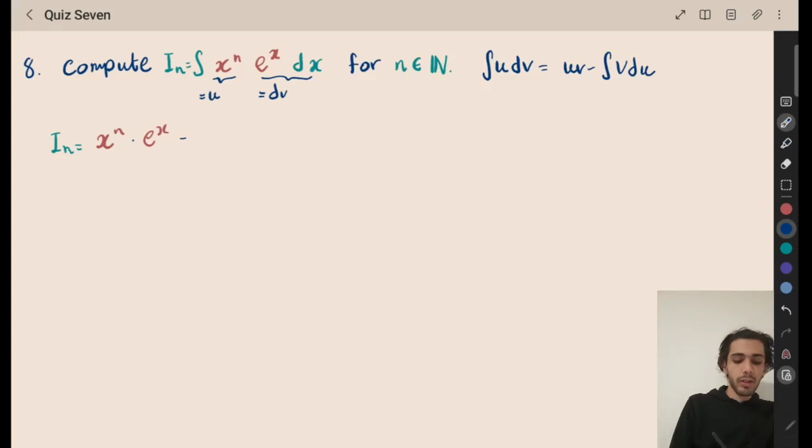And then I take away, what do I take away? I take away e to the x times the derivative of x to the n, which is n times x to the n minus 1. Of course, don't forget the dx.